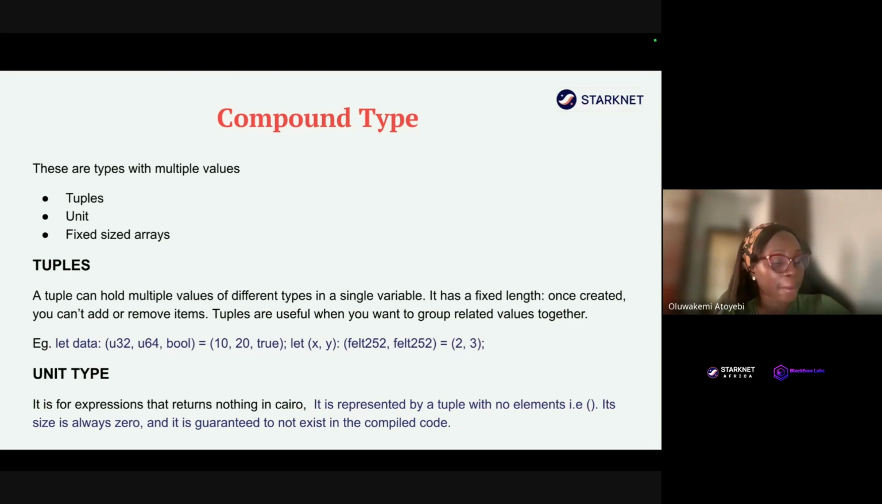Now we have the unit type. This unit type is an empty data type. It returns nothing in Cairo. It is usually represented by an empty tuple, which is an empty bracket like this, or an empty parenthesis with no element. Its size is also always 0, and it doesn't exist in the compiled code.